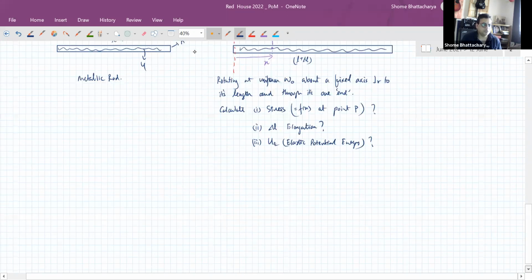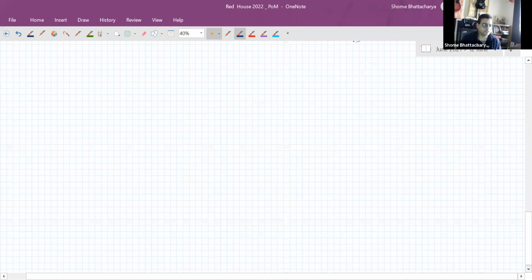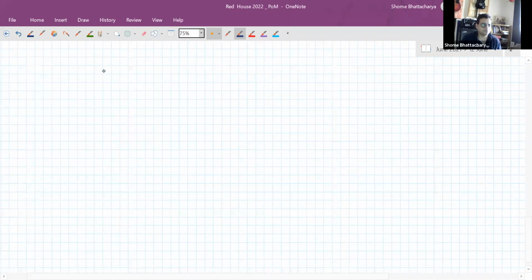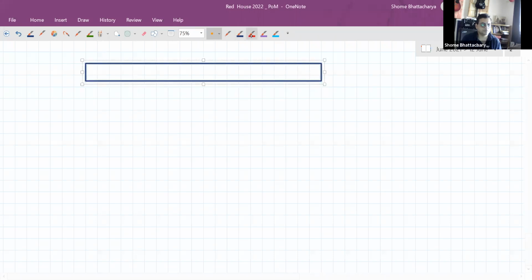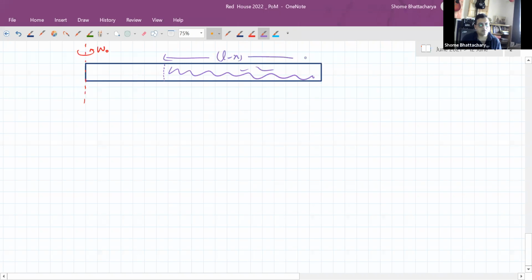So first thing is assuming some mass of the rod, how we'll find the stress as a function of x. There's a couple of ways of doing that. One is that you just assume you have this portion which is of length L minus x, and you make the free body diagram of this portion.